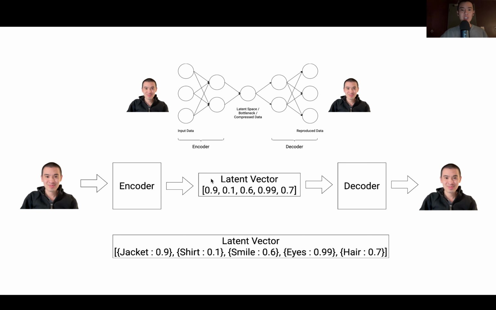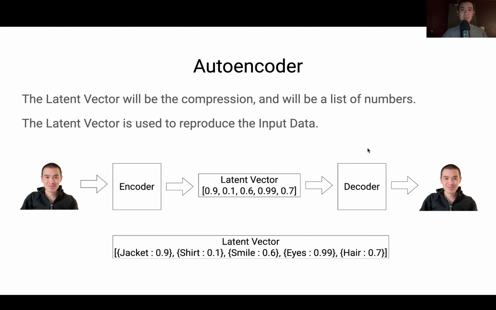Maybe each value is like a feature. So 0.9 could be for the jacket value. And since the jacket value is really high, hopefully the decoder creates or reconstructs an image where I have a jacket on. And then maybe the eyes, the 0.99 could be the eyes value. So when the decoder reconstructs that image of me, my eyes are open and not closed.